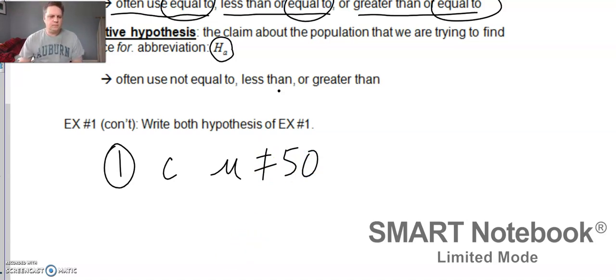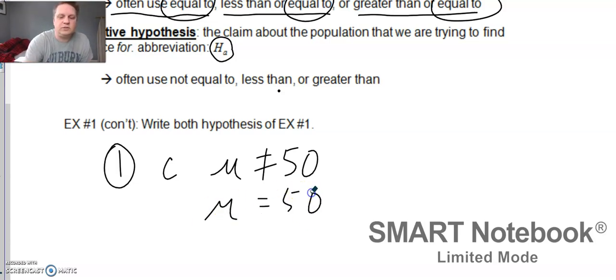So the claim, mu is not equal to 50. So what you have to do now is represent everything that it can be. Okay, so if mu does not equal 50, that could be 51, 52, 53, 49, 48, 47, all the other values. All the other values would just be mu equals 50. So that represents every single value that is possible.